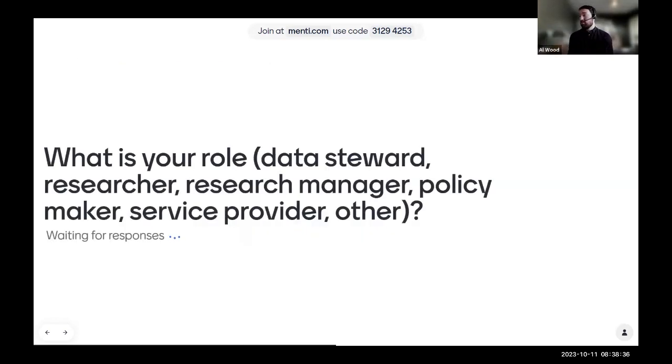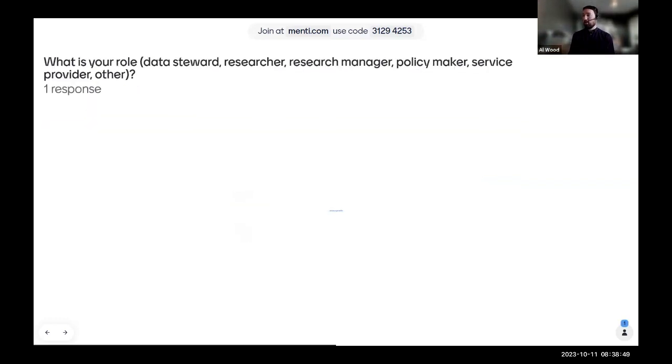So what best describes your role? Are you a data steward, a researcher, research manager, policymaker, service provider, and other? And if you are other, please feel free to use the free text to explain what your role is within your organization.